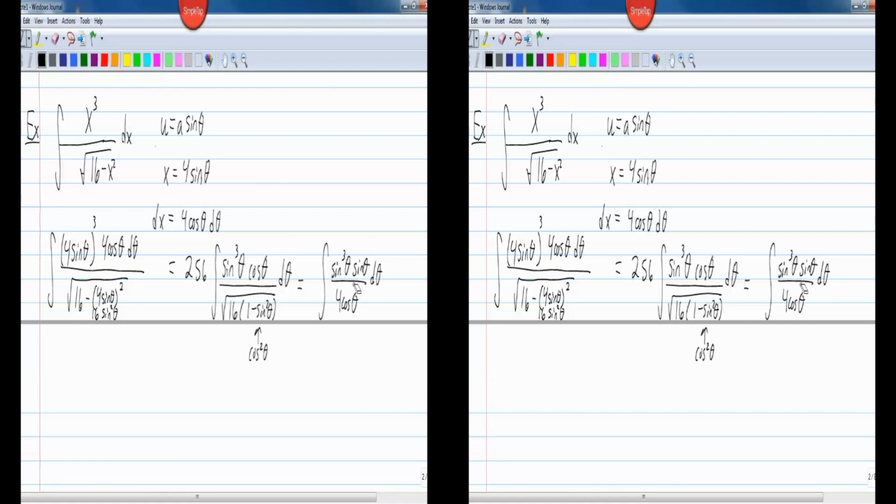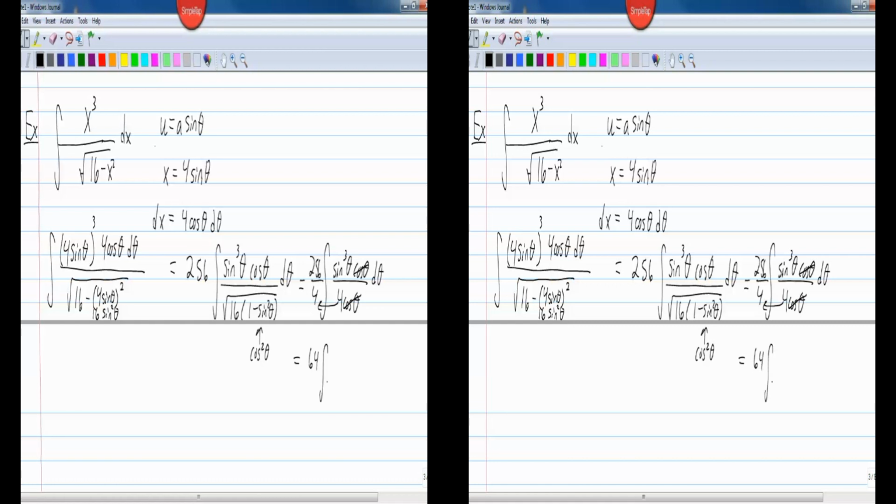Alright, and so this cosine and this cosine cancel out. I didn't write my 256 in the front. There's a 256 there. You can also bring this 4 out now. So if you bring that 4 out, then you're dividing 256 by 4. Alright, and you get 64. So this is equal to 64 times the integral of sine cubed theta d theta.